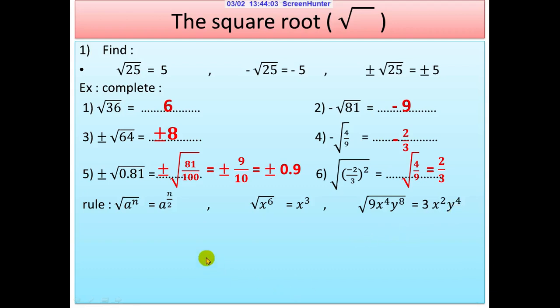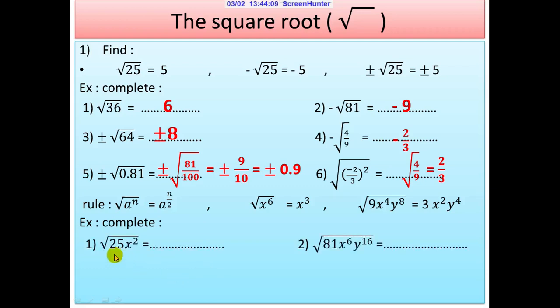Let's see more exercises on this part to understand this lesson. Exercise. Complete. Number 1, square root of 25x power 2. To find the square root of 25, we take positive 5, and for x raised to power 2, we divide its power by 2. It will be finally equal to 5x.